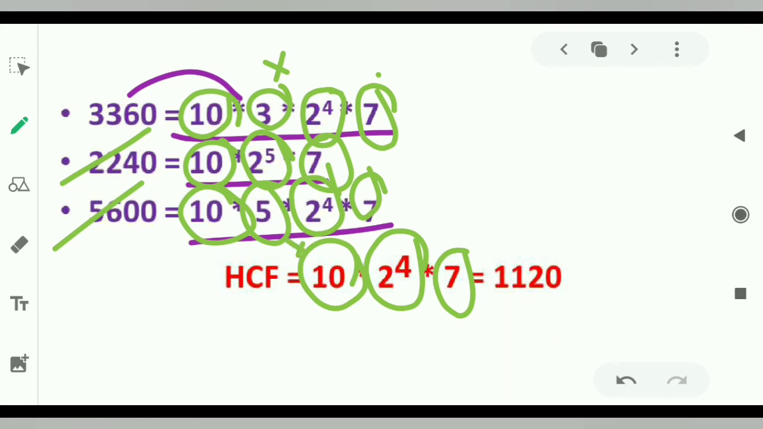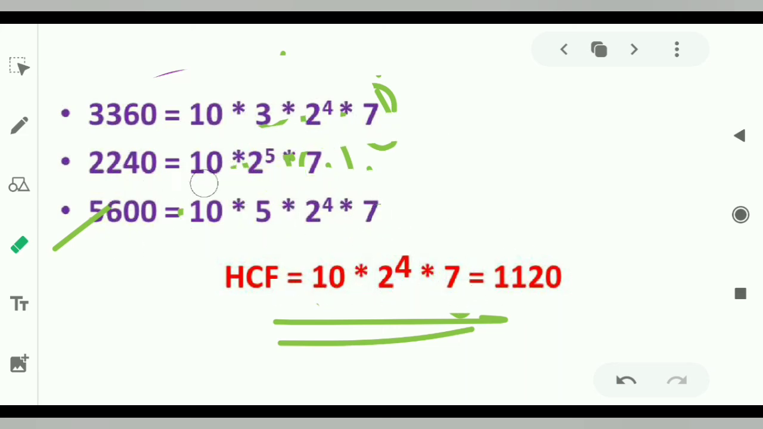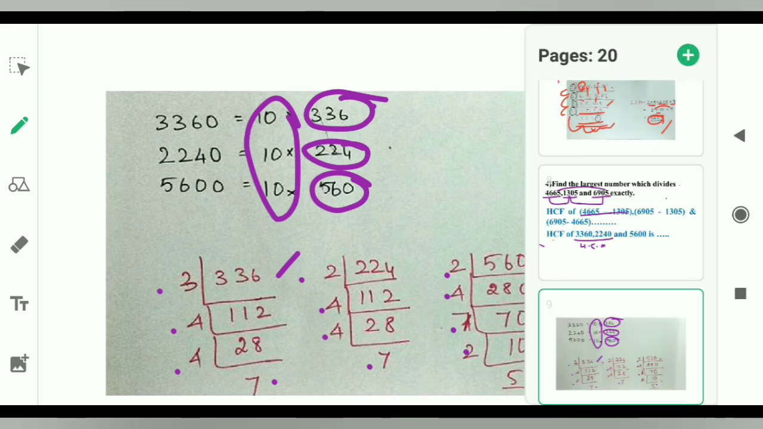Here we are not considering 5. Why? Good, because 5 is not a factor of 5600 only. It is not a factor of 3360 or 2240, right? Okay, we are taking 10 into 2 to the power 4 into 7, which is nothing but the HCF, 1120. Okay, let me tell you one more time.